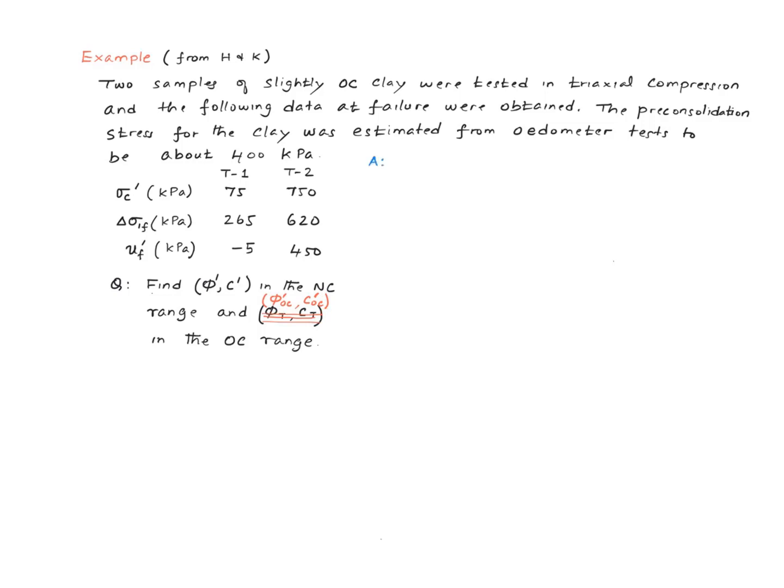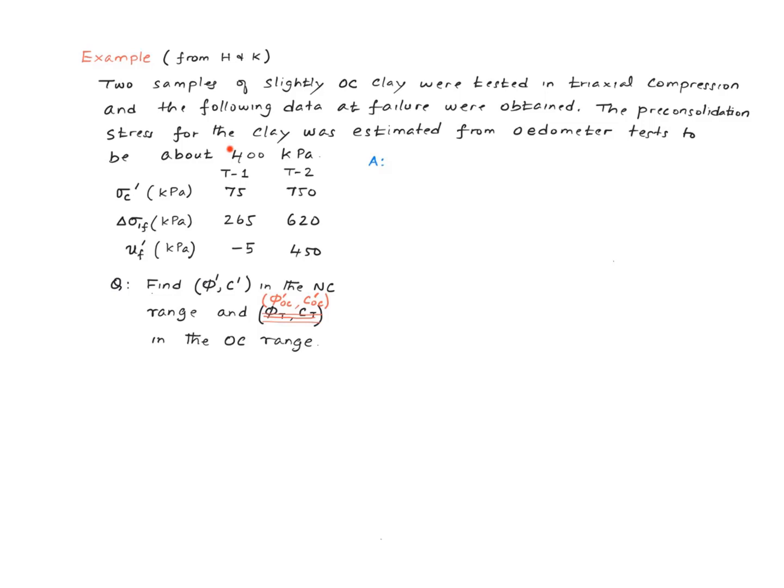To find the shear strength parameters in the normally consolidated range, we know we have to do at least one test on a normally consolidated specimen, right? So we have the results from two tests. Can the specimens in any of these tests be considered a normally consolidated specimen? See what happened over here.